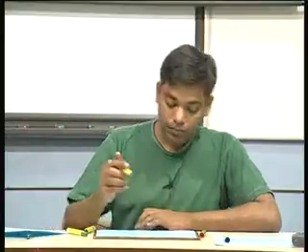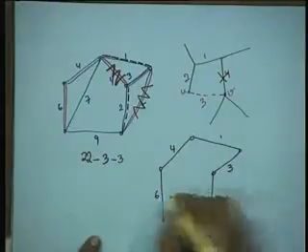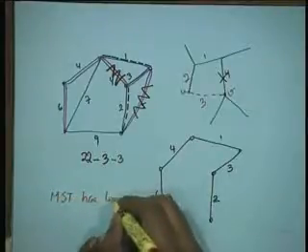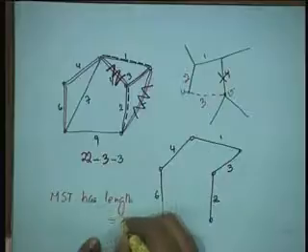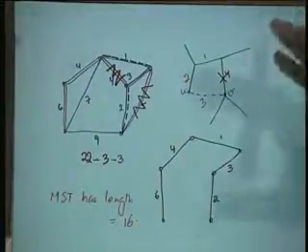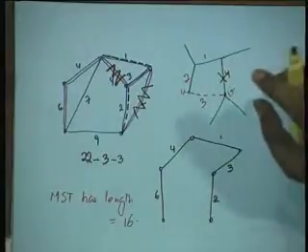Okay. So MST has length. What is the length of this? 16. Right. So this could be treated as an algorithm for computing the minimum spanning tree.